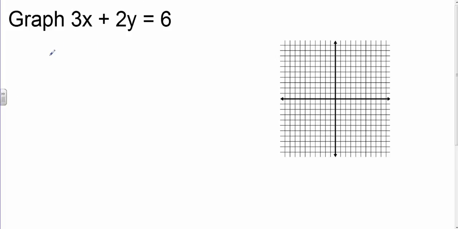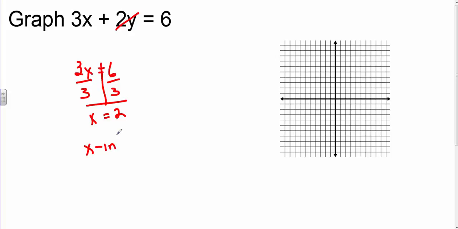Remember, the x-intercept occurs when y is 0. Well, if y is 0, that goes away, and we're left with 3x equals 6. Divide by 3 on both sides, and you get x equals 2. So that's the x-intercept.